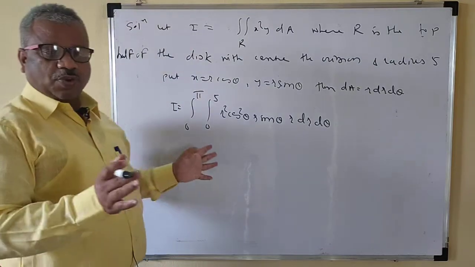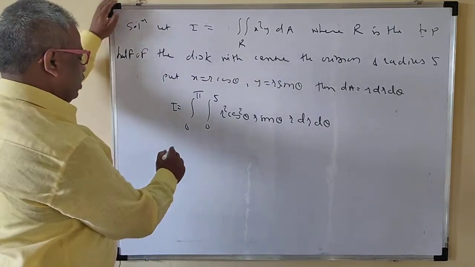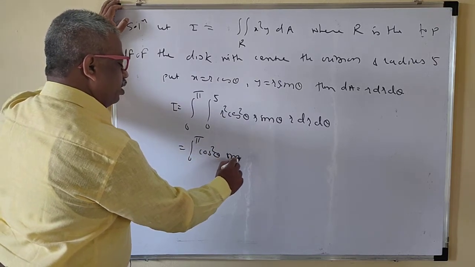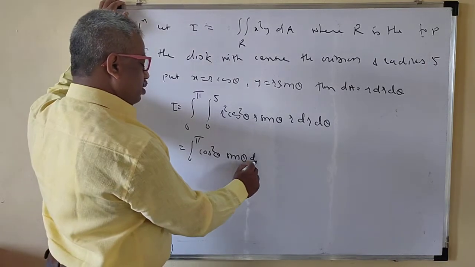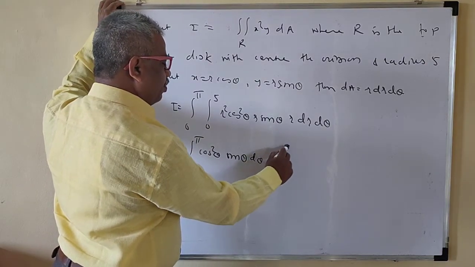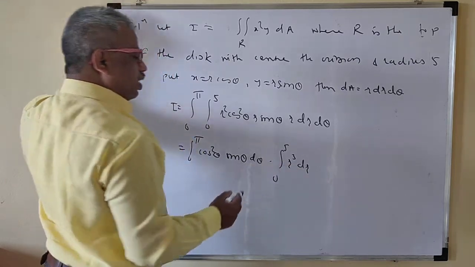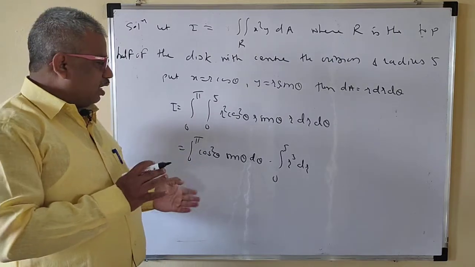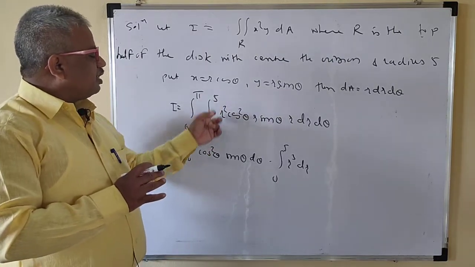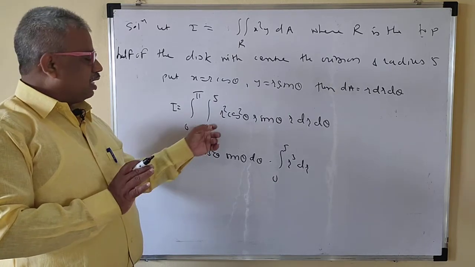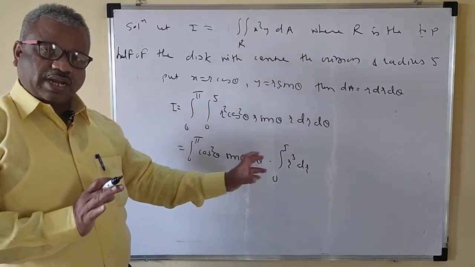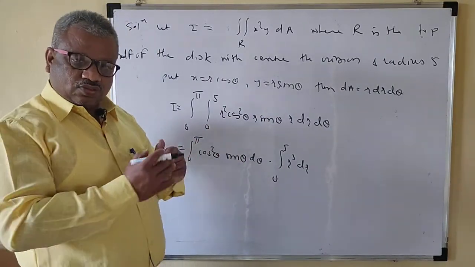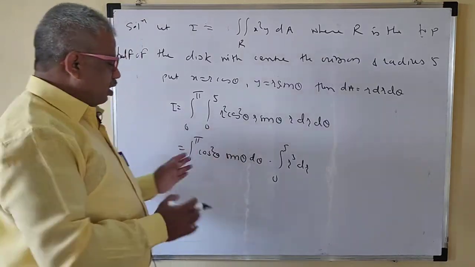Now here, this is the product of a function of r and a function of theta. You may write this as the integral from 0 to pi of cos squared theta sin theta d theta, into the integral from 0 to 5 of r cubed dr. Because this is the product of a function of r and theta, you can separate this, and the limits are also constant. If the limits were in terms of theta, you could not separate this. Both limits are constant, so limits of r and theta are constant, and your function is the product of functions of r and theta, so you can split this integral as a product.